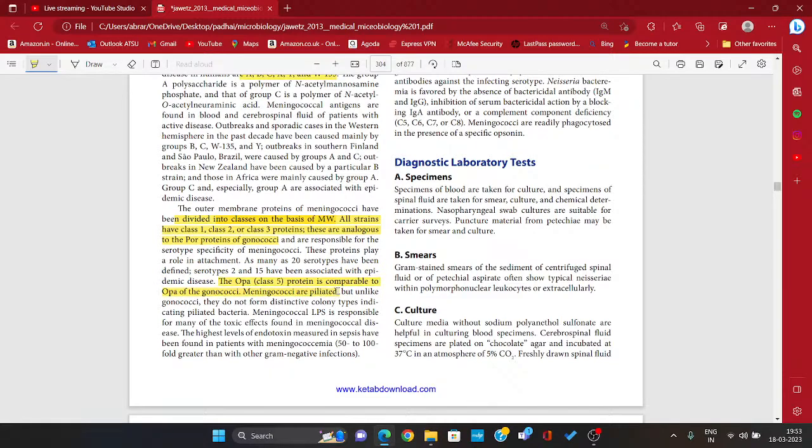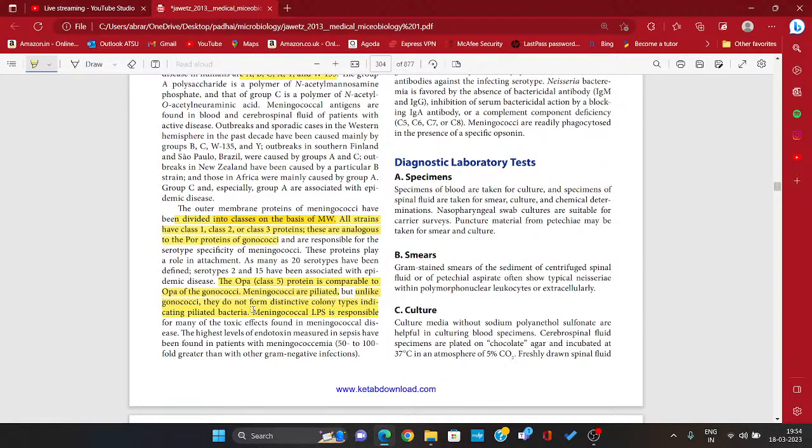Meningococci are piliated, but unlike gonorrhea, they do not form distinct colony types. So what we can infer from this information is that gonorrhea and meningococci both have pili, but meningococci lack distinct colony types.